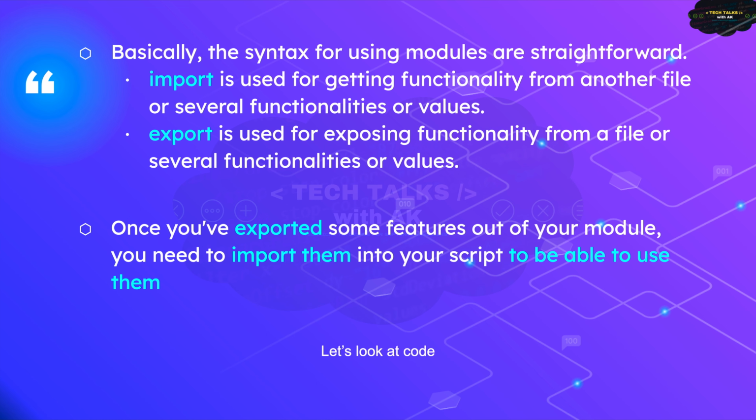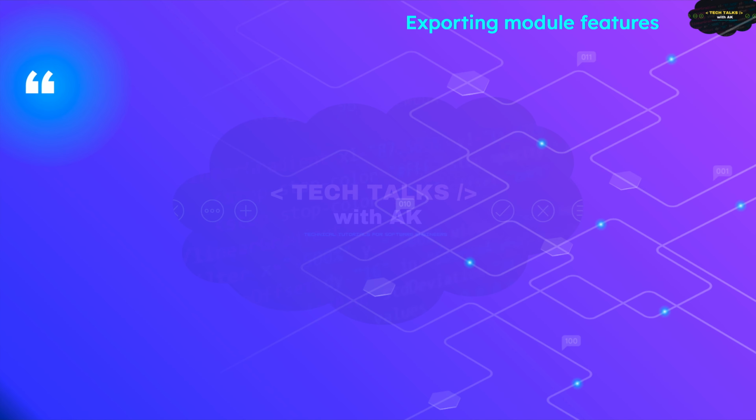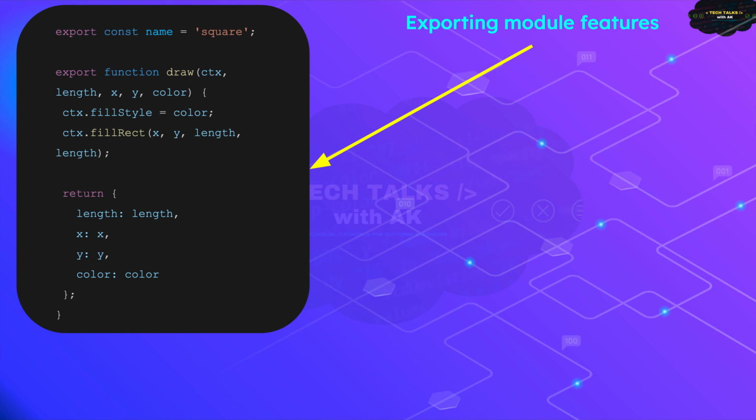Let's look at some examples which contain code. First example is exporting module features. We write normal plain JavaScript, and you can notice that there is one extra keyword called export. If we want to export the value of name, which is square, we can just put export const name equal to square. If we want to export any function, we write export, then the whole function, which contains its definition and returns. This is the simplest way of exporting functions or values from one file.